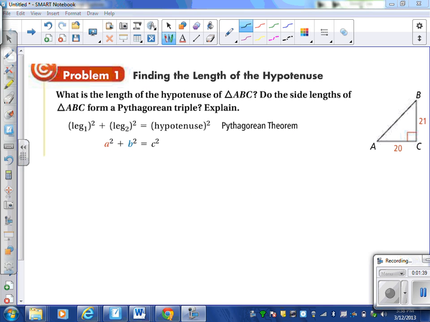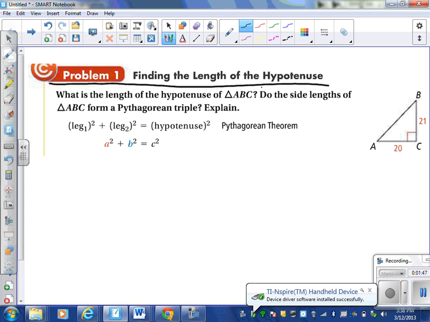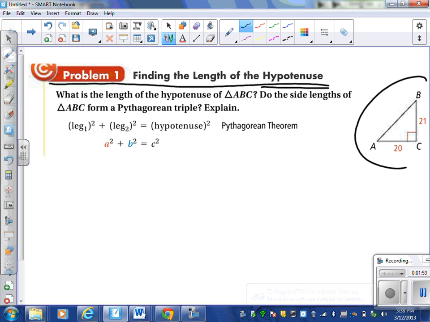A squared plus b squared equals c squared. So let's take a look at problem number 1, finding the length of the hypotenuse. If we are given the triangle over here, and we are given 2 lengths of a triangle, leg AC is 20, leg BC is 21. How do we use the Pythagorean theorem to find out what c, the hypotenuse, is?